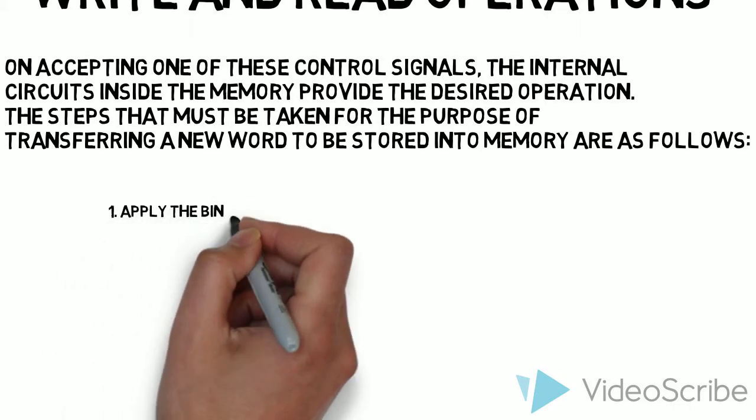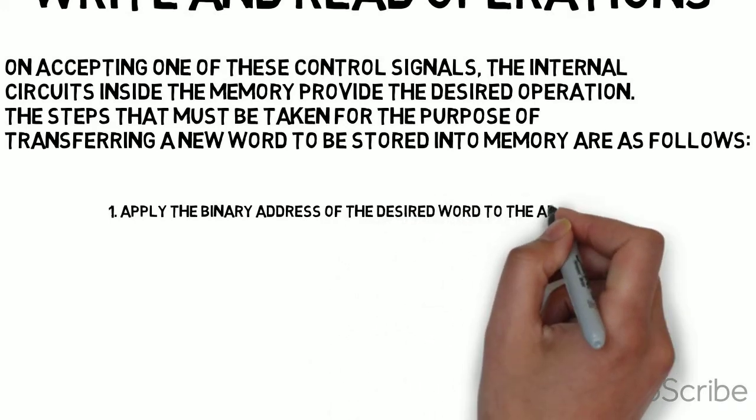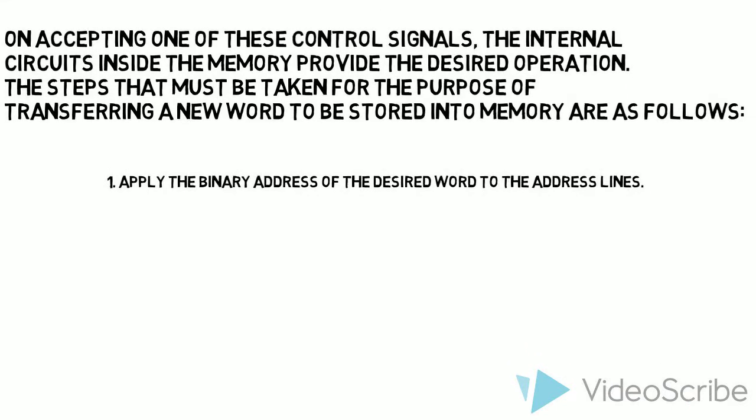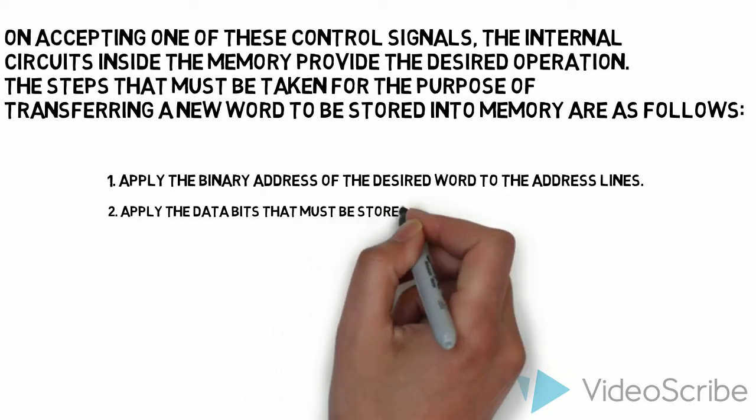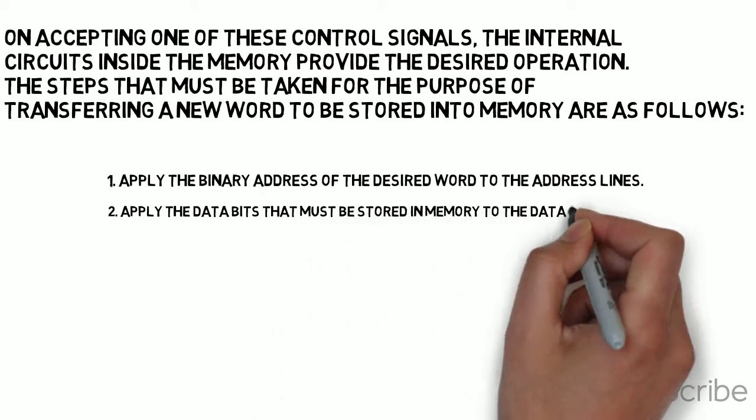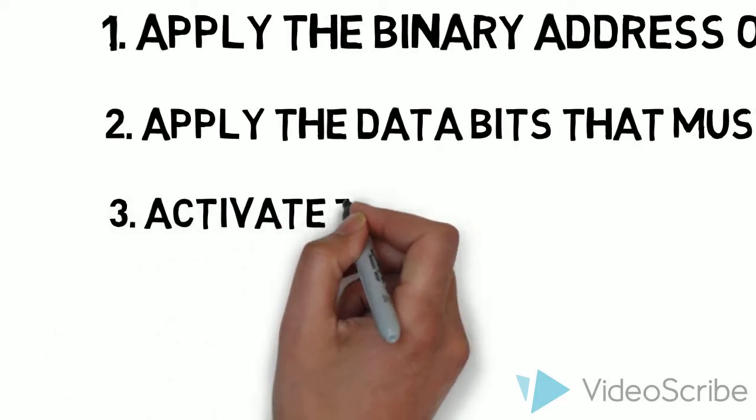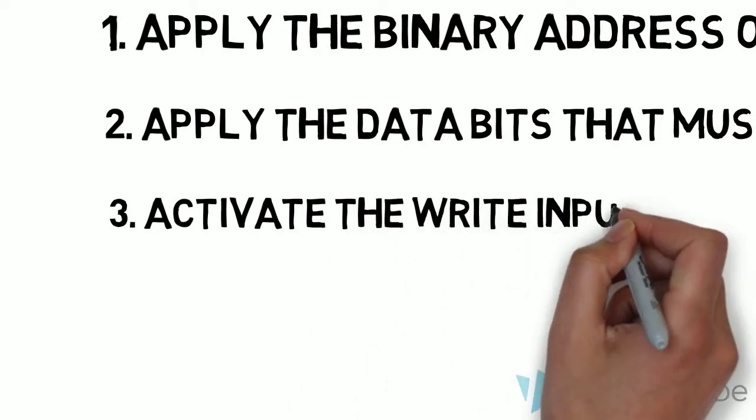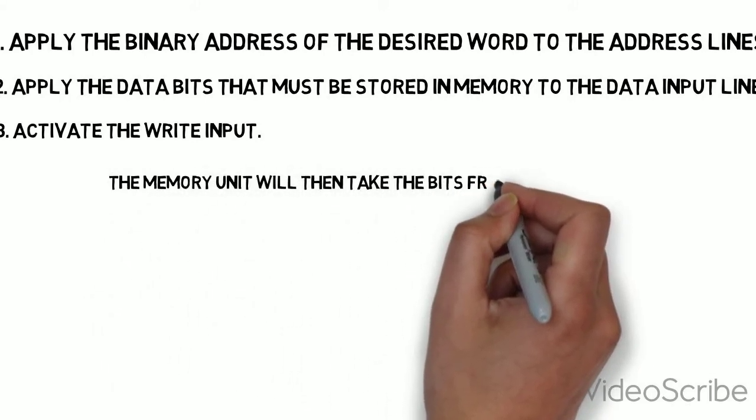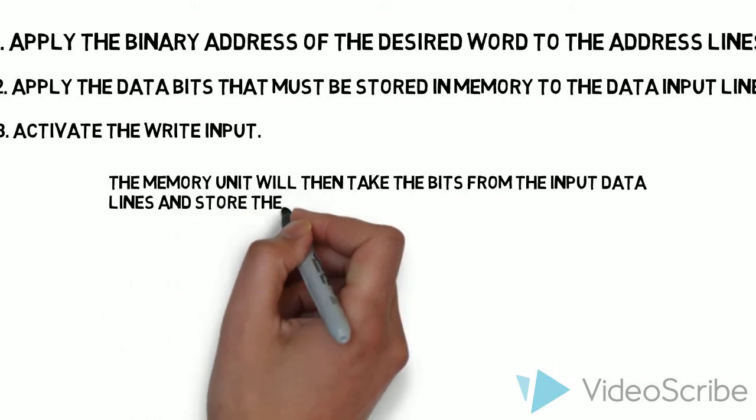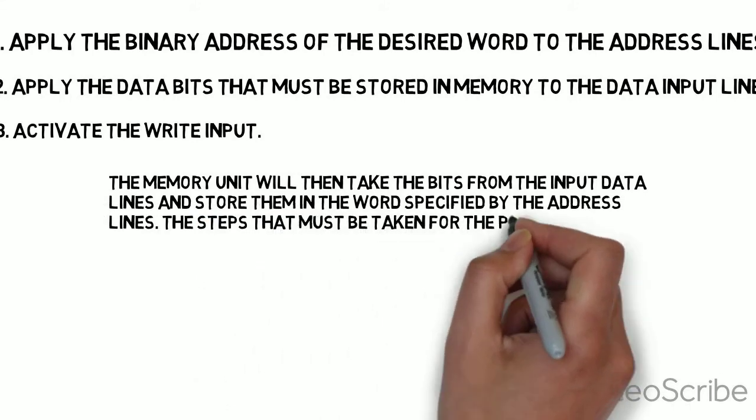1. Apply the binary address of the desired word to the address lines. 2. Apply the data bits that must be stored in memory to the data input lines. 3. Activate the write input. The memory unit will then take the bits from the input data lines and store them in the word specified by the address lines.